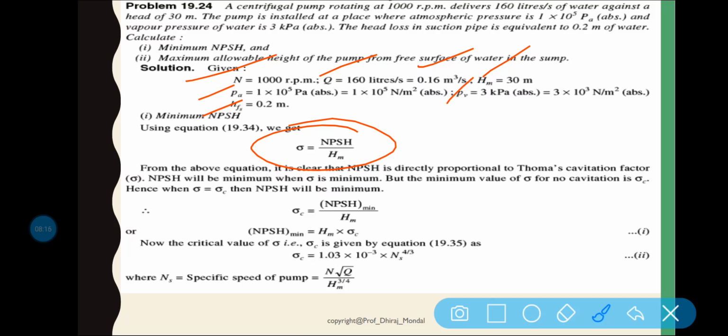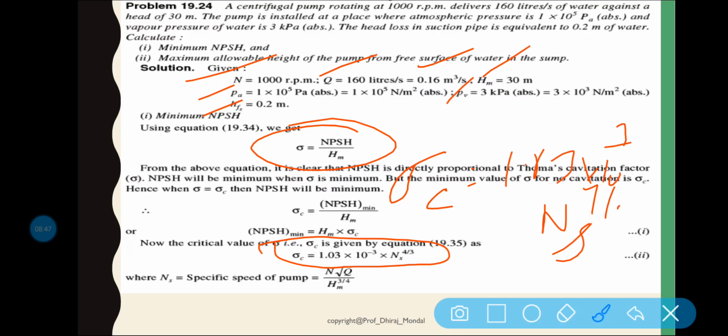Now you know the sigma c, that is your critical condition. In critical condition, sigma c is equal to NPSH minimum by HM. So NPSH minimum is equal to HM into sigma c. The critical value of sigma c, this is the empirical equation: sigma c is equal to 1.03 into 10 to the power minus 3 into ns to the power 4 by 3, where ns is the specific speed, and the discharge is given.